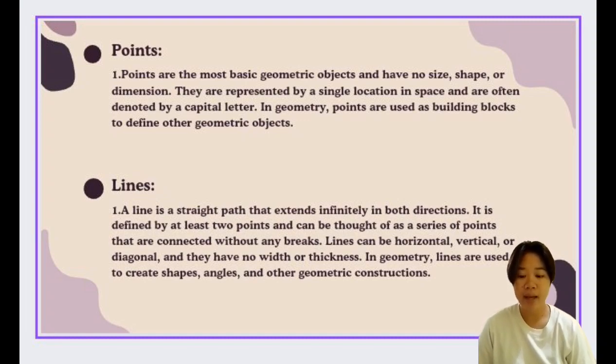Lines. A line is a straight path that extends infinitely in both directions. It is defined by at least 2 points and can be thought of as a series of points that are connected without any breaks. Lines can be horizontal, vertical, or diagonal, and they have no width or thickness. In geometry, lines are used to create shapes, angles, and other geometric constructions.